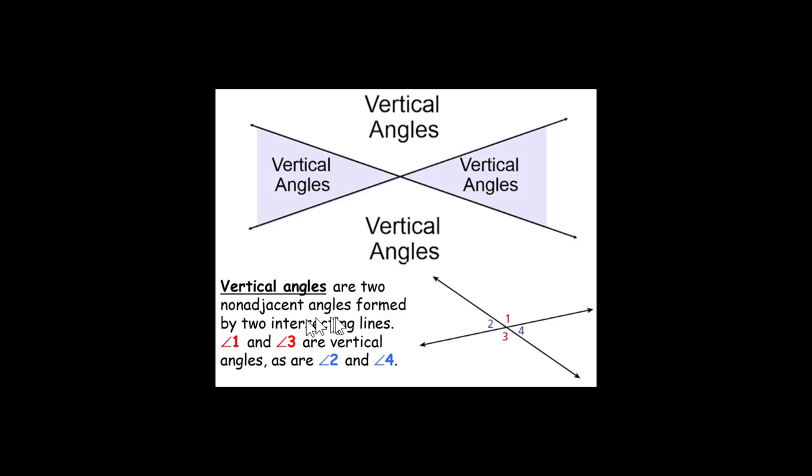Vertical angles are two non-adjacent angles formed by intersecting lines. Remember, vertical angles are congruent. Angle 1 is congruent to angle 3. Angle 2 is congruent to angle 4. Vertical angles are always congruent.